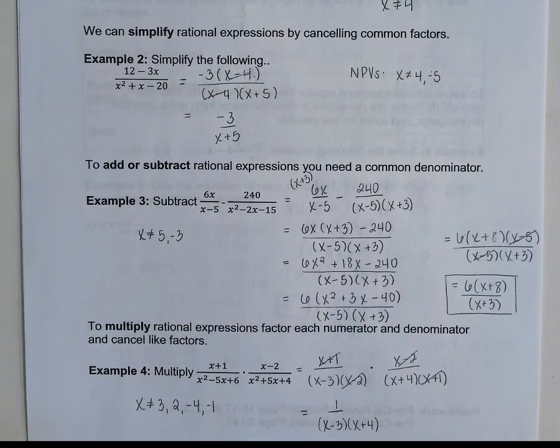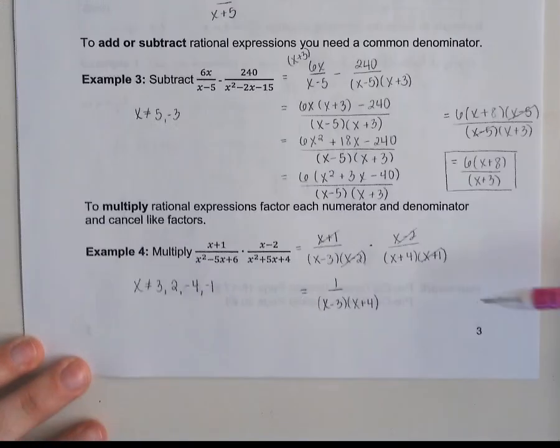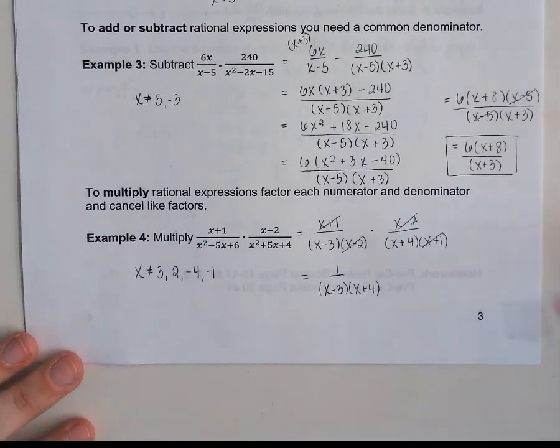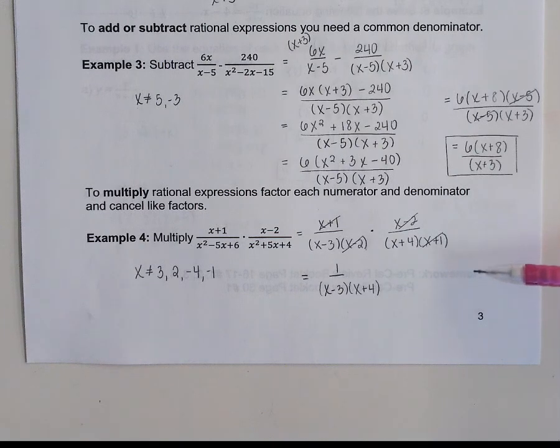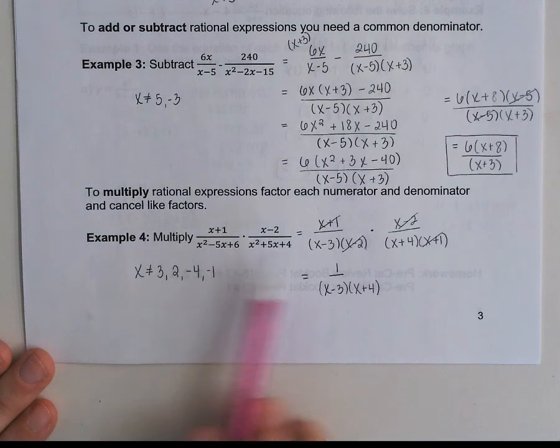Now, I would definitely say adding and subtracting is the most work because of that common denominator. When you're multiplying and dividing, let's start with multiplying. When you're multiplying rational expressions, really all you need to do is factor everything and cancel like terms. So when you have these expressions here, you'll see that I factored the bottom of both.